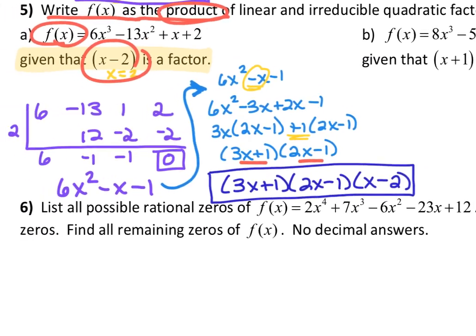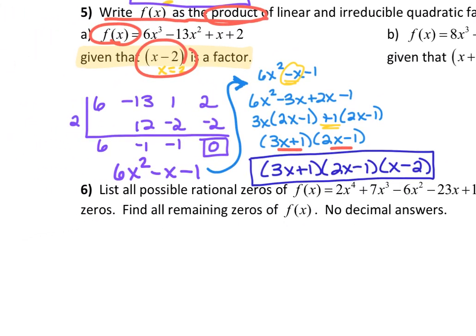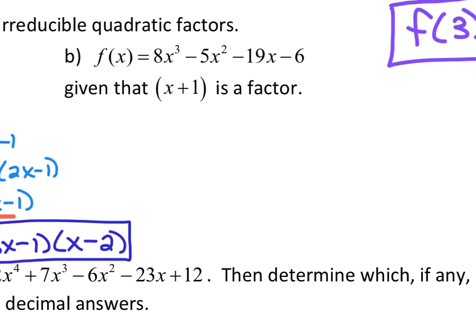And that's my product of factors, meaning I've got a factor times a factor times a factor. That's my product of factors that are all equal to the original f of x. So let's do another problem like that.